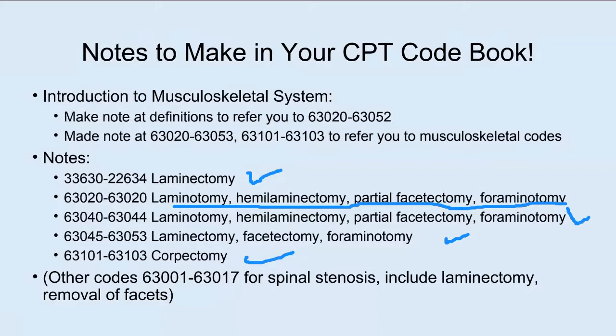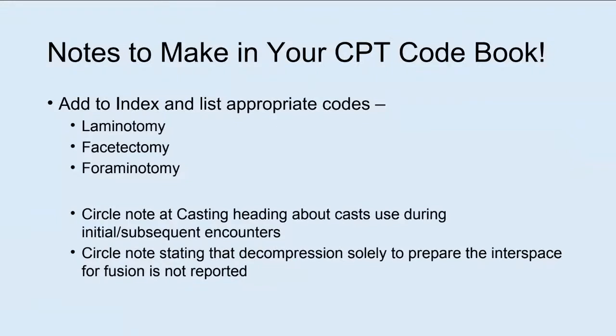Now, there are other codes that use laminectomy, removal of facets. There may be others in the musculoskeletal system, but we're talking about the arthrodesis codes at this point. So also, it's interesting, in the index to CPT, it includes some of these terms, but not others. So what you can do is write them in the index and list the appropriate codes: laminotomy, facetectomy, foraminotomy. Those are not in the index, but you can write them in and write in the codes, and you do it once, and then next time you go back to that, there they are. You might also circle the note about casting during initial subsequent encounters. You might also circle the note saying decompression solely to prepare the interspace for fusion is not reported separately.